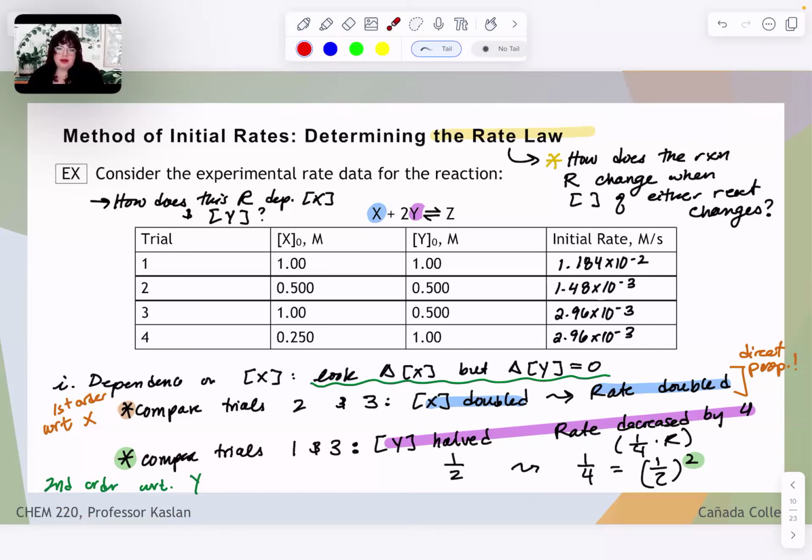So we know that if we were to change the concentration of X and keep everything else constant, then the rate would change the exact same way that X concentration changed. Whereas if we were to change the concentration of Y and keep all else constant, then we would see that we have a second order dependence, or a square relationship, between our rate and our concentration Y.